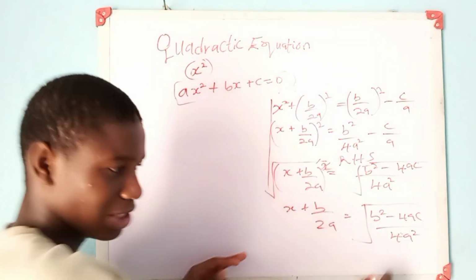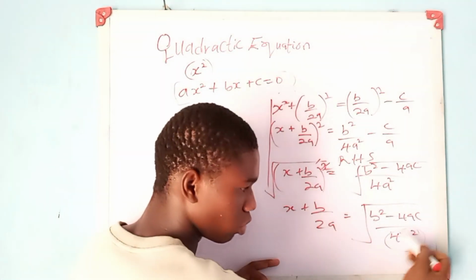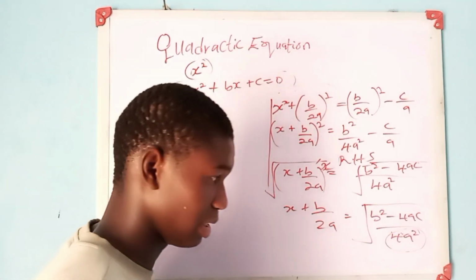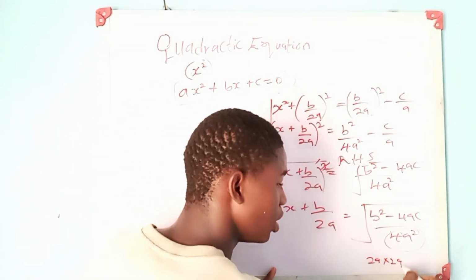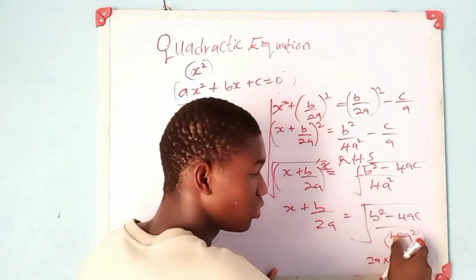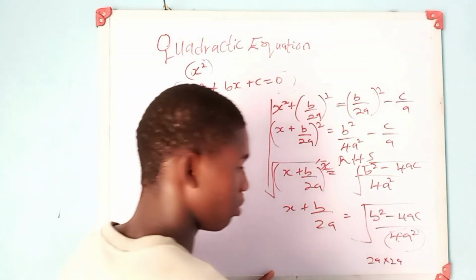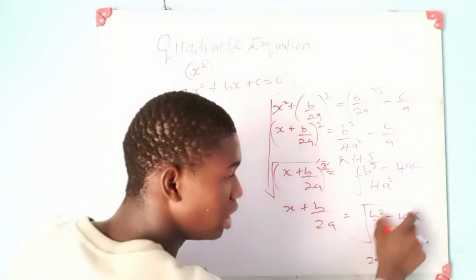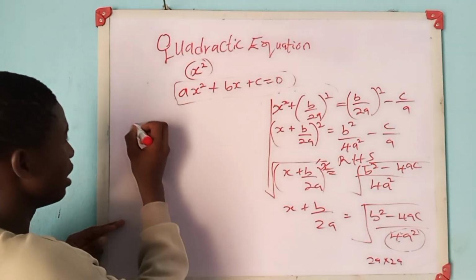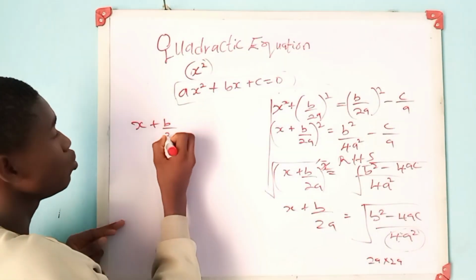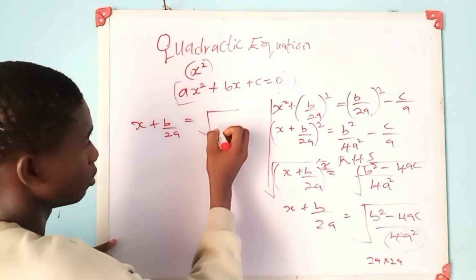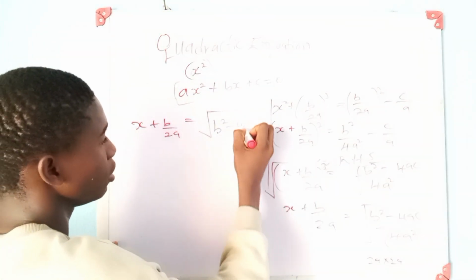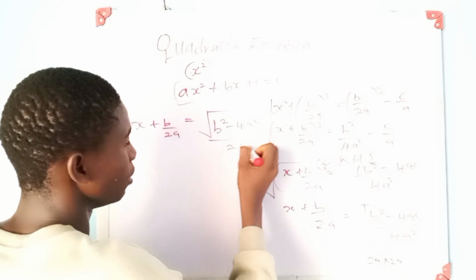You understand? So the next thing we are going to look at is that if you look at this place very well, if you decide to find the square root of this down number, you are going to get it, because the square root of this 4a squared is what? 2a, because 2a times 2a is going to give me 4a squared. So now it means that this 4a squared will leave the square root. So I'm going to be having x plus b over 2a is then equals to the square root of b squared minus 4ac, all over 2a, because it has left the square root.